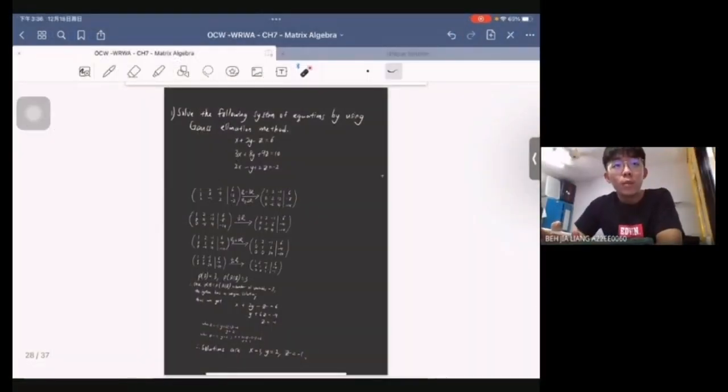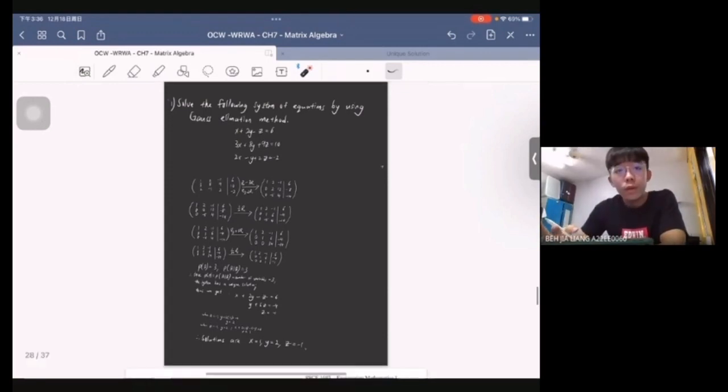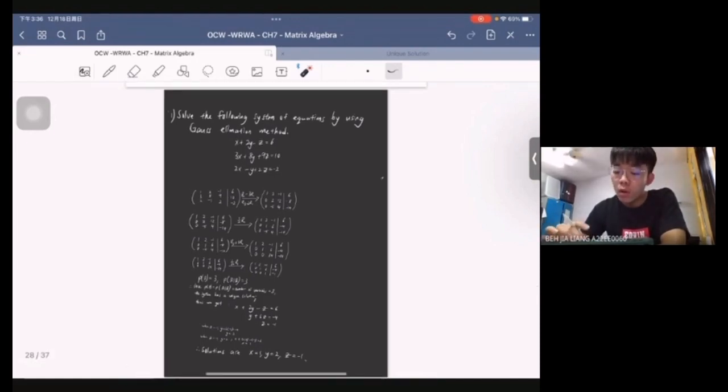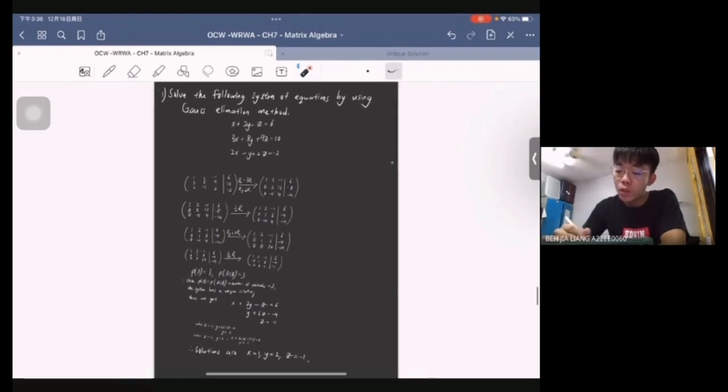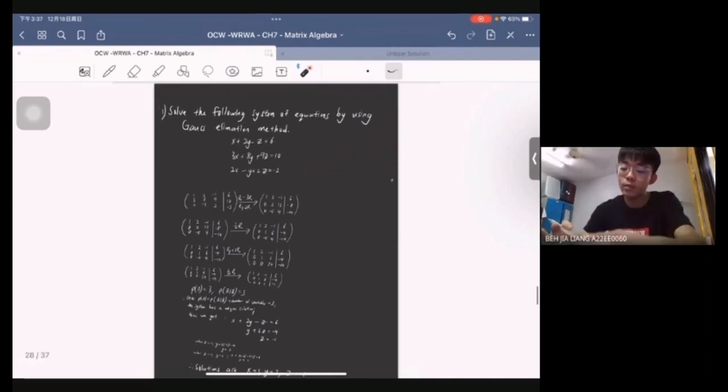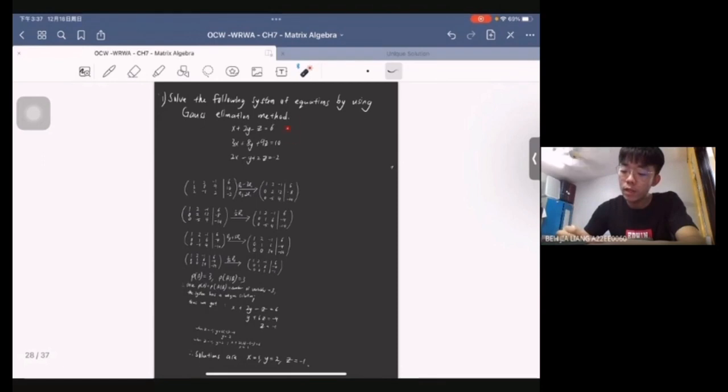Good evening, my name is Jia Liang. So today, basically, I will talk about the types of solutions for systems of linear equations. I will talk about only one type of solution, which is the unique solution. So without further ado, let us start. Solve the following system of equations by using the Gauss elimination method. And the question has provided us the linear system.